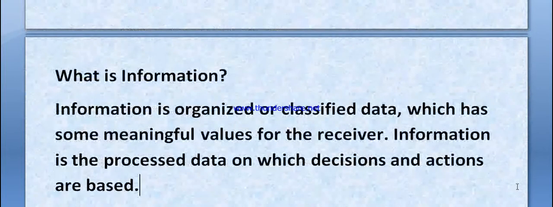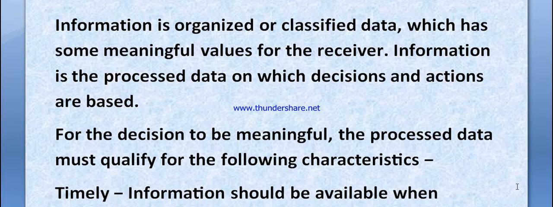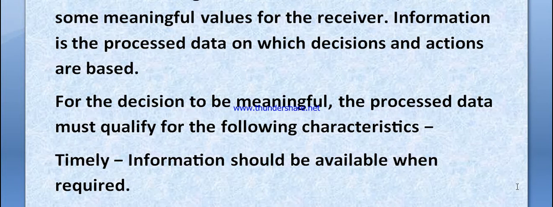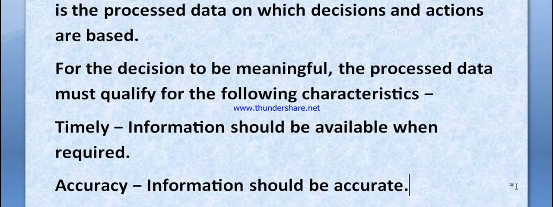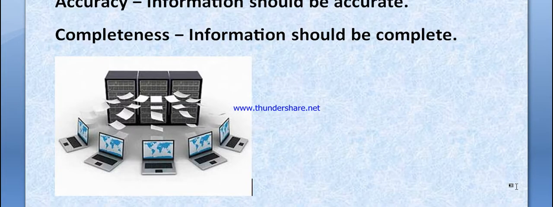So what is information? We started earlier, what is information: organized, classified data which has some meaningful values for the receiver. Information is the processed data on which decision and action are based. For the decision to be meaningful, the processed data must qualify for the following characteristics. Timely, information should be available when required. Accuracy, information should be accurate. Completeness, information should be complete.